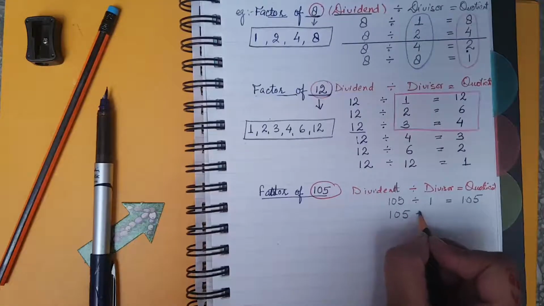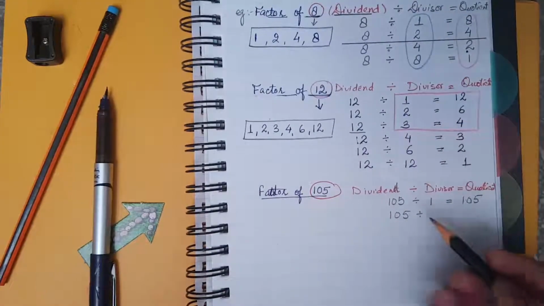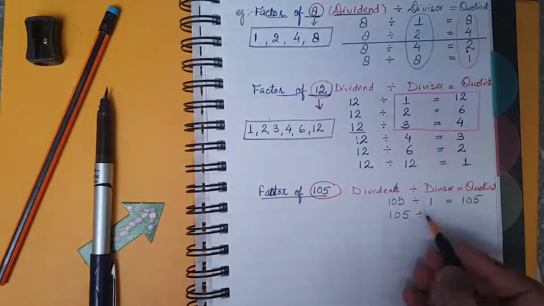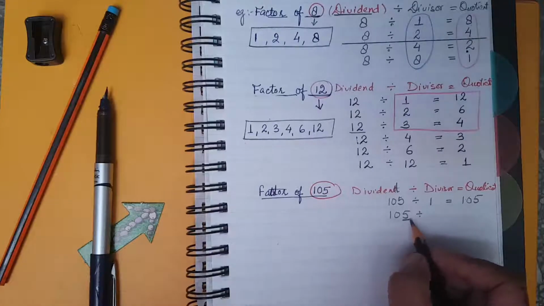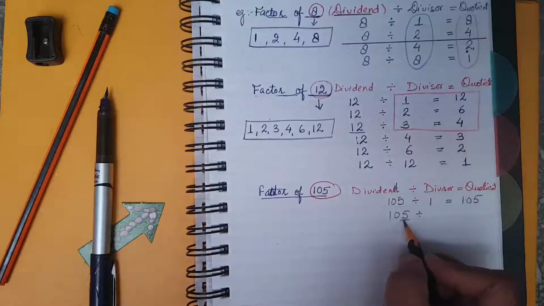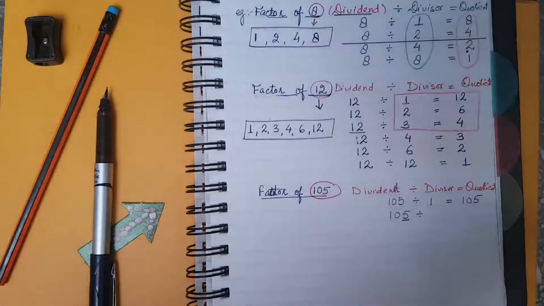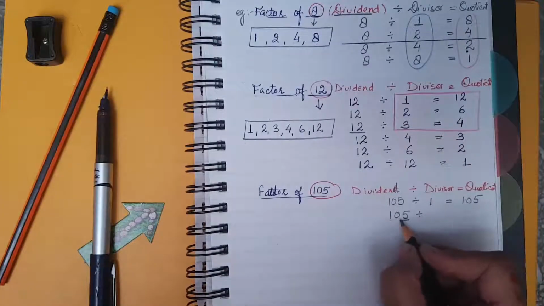Can you divide with 2? Just now you saw the divisibility of 2. You learned the divisibility of 2. On the ones place, the number should be even. So 105 is not an even number. It is an odd number. Very good.